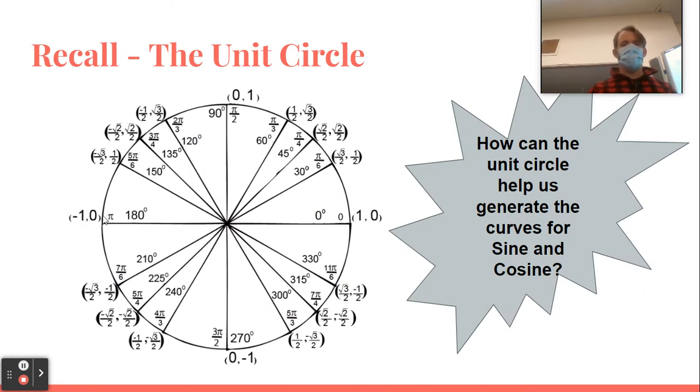So the unit circle is something that's going to be very useful to us to generate our curves for sine and cosine. We have these special angles, 30 degrees, 45 degrees, and 60 degrees. And I learned a really cool trick for remembering these. I'll show you in just a moment on the board. And they have exact values for the different trigonometric ratios through here.